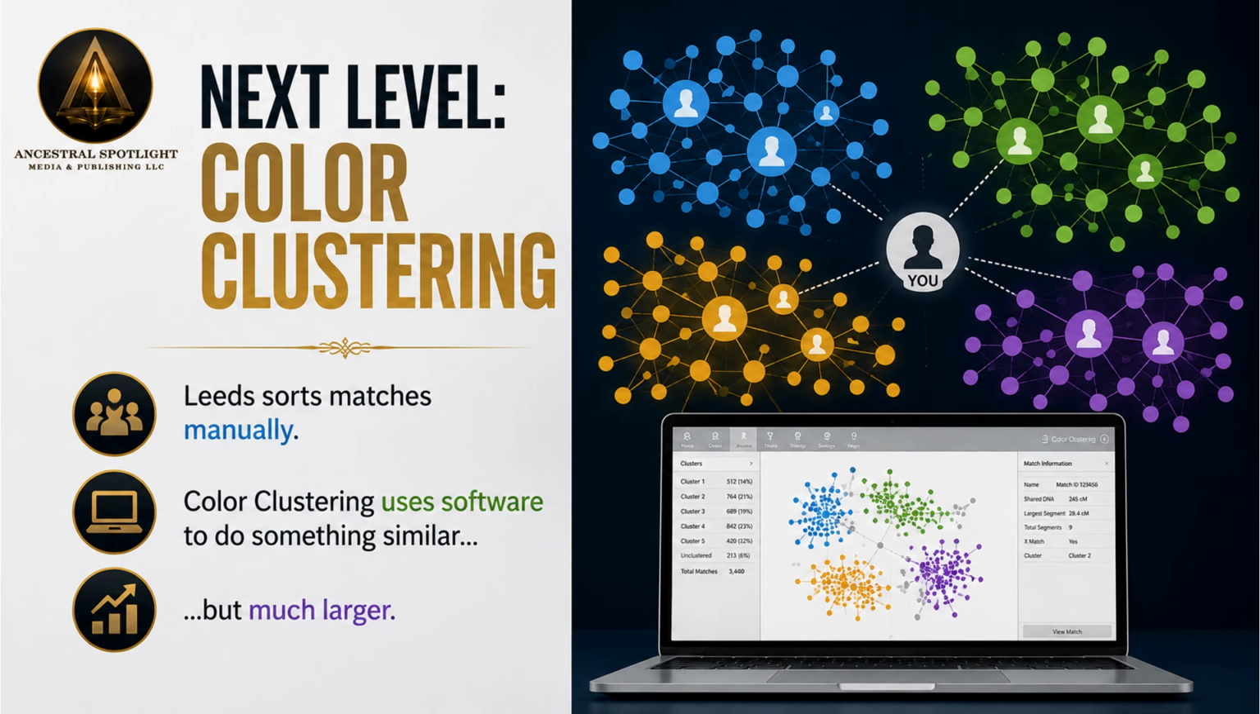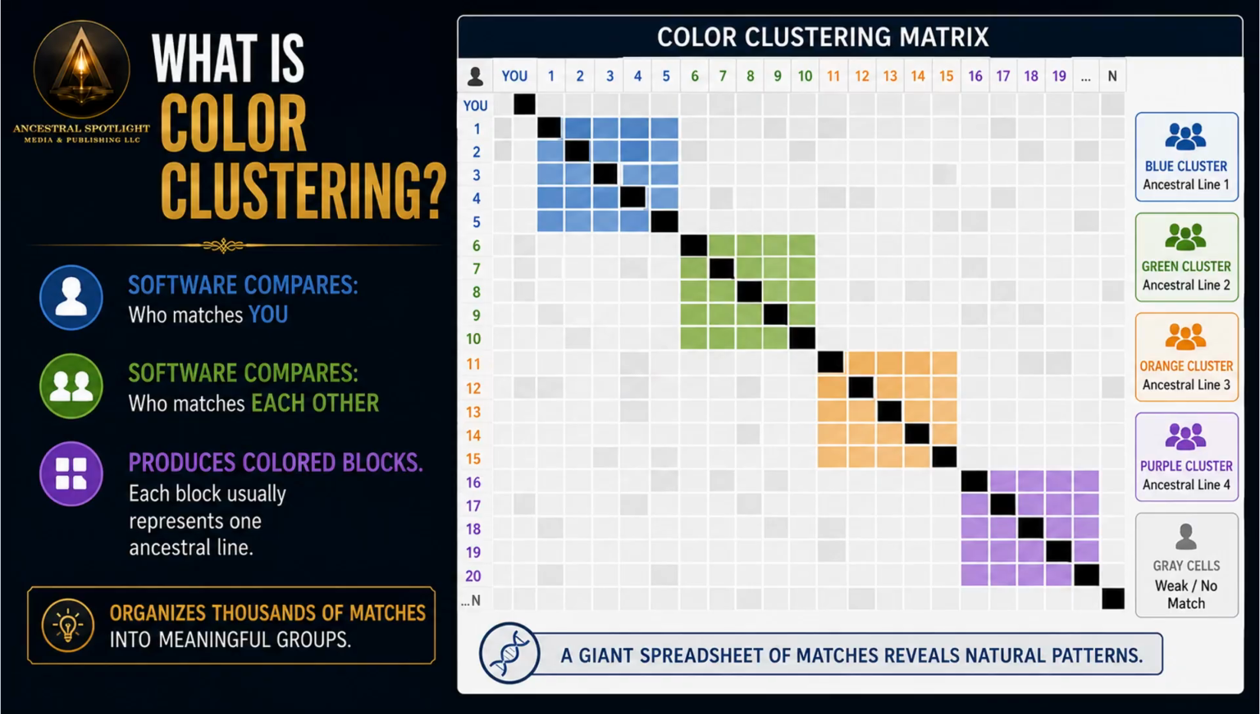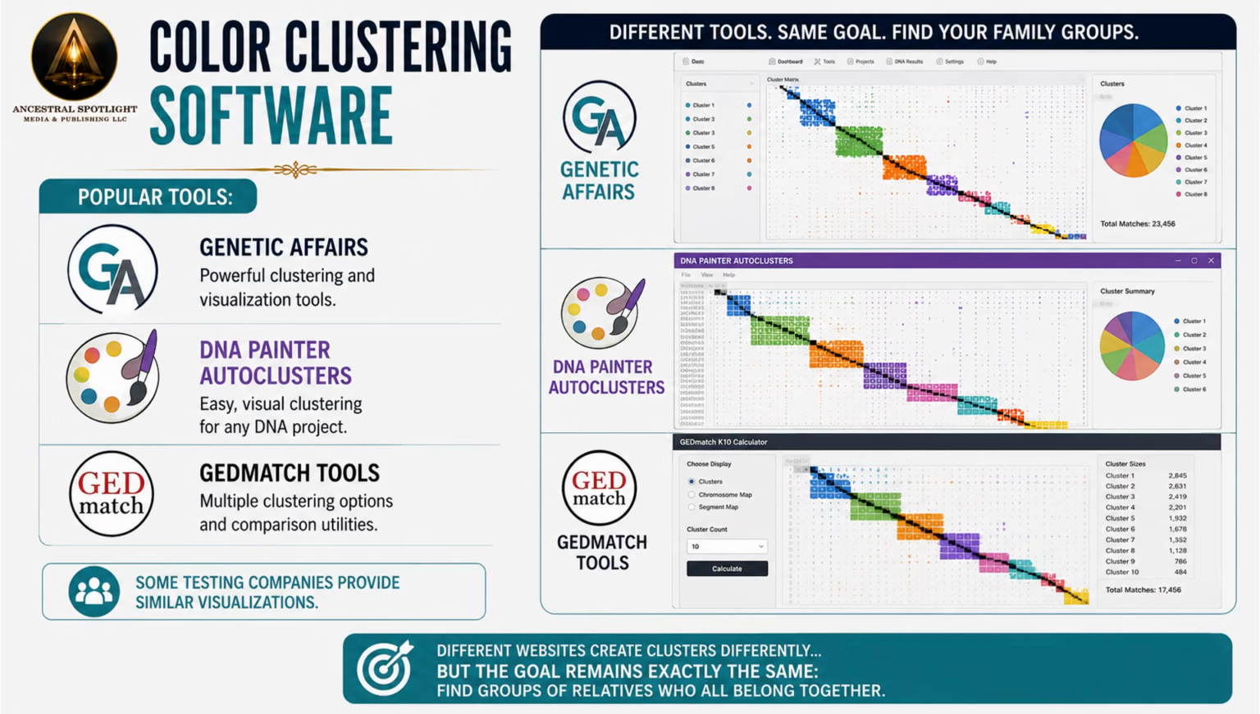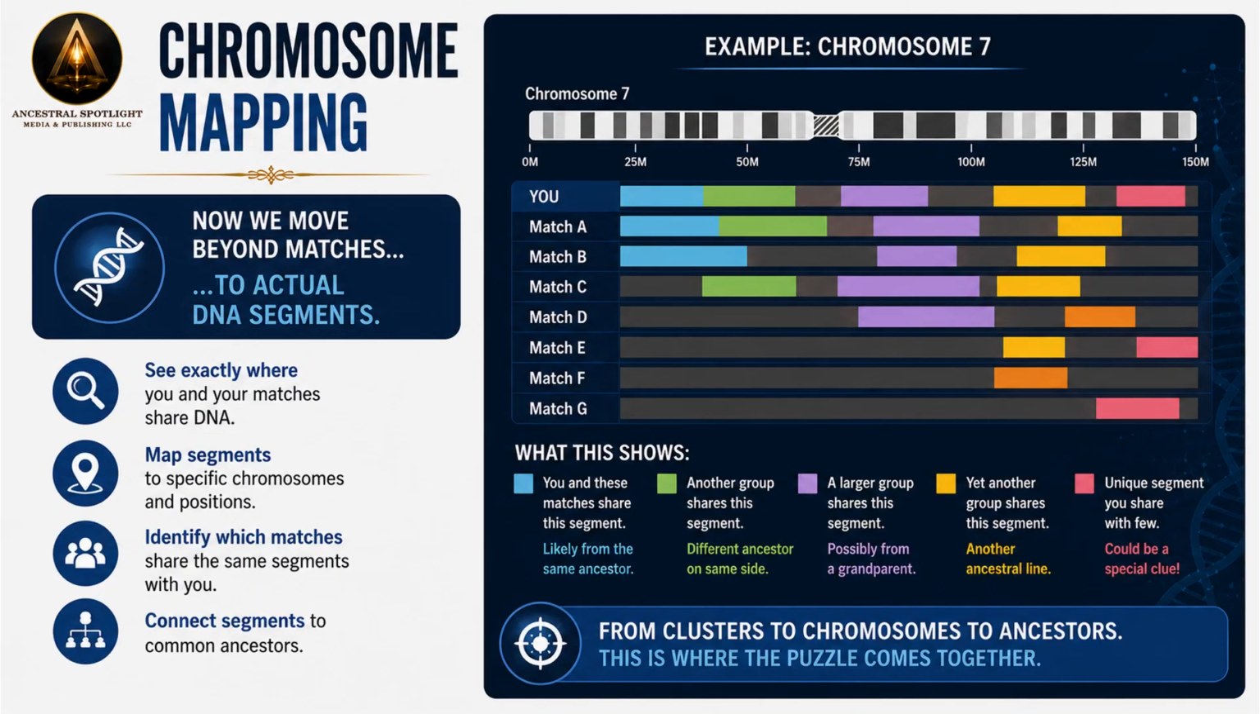Once DNA databases became enormous, manual grouping wasn't enough. Researchers created automated clustering. Imagine a giant spreadsheet where every square represents 2 people matching one another. Clusters begin to appear naturally. The biggest clusters usually represent your largest documented family lines. Smaller clusters often point toward brick walls or mystery ancestors. Different websites create clusters differently, but the goal remains exactly the same: find groups of relatives who all belong together.